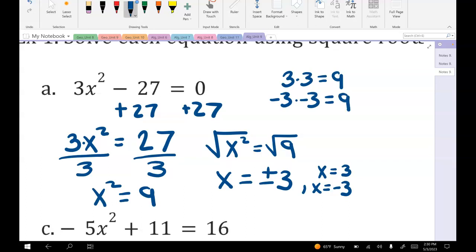Same deal if we were to plug 3 or negative 3 back in for x. We'd use 3: 3 squared is 9, 9 times 3 is 27, 27 minus 27 is 0. If we were to plug in negative 3 instead, negative 3 squared is 9, 9 times 3 is 27, 27 minus 27 is 0. So both answers work. That's why we have to write our answers as plus 3 or minus 3.